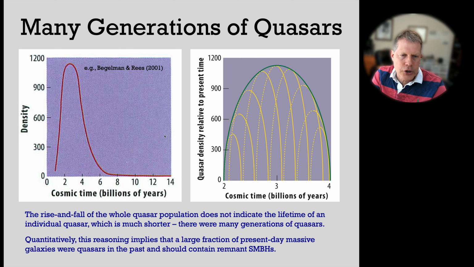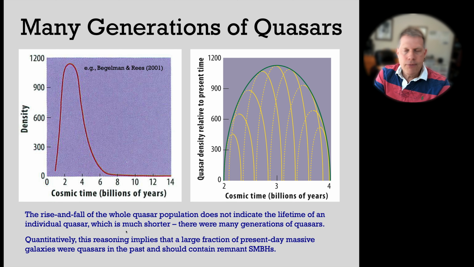And indeed, that is what's shown in this nice plot. This is the same plot that I've just been showing you, and this plot over here shows the idea of populations of quasars coming and going. Each one of these yellow curves would represent a quasar coming and going, and you add up all of these quasars and they produce the overall pattern that is observed here. That's what we think is going on in a nutshell. So in other words, the rise and fall of the whole quasar population does not indicate the lifetime of an individual quasar, which is much shorter, but instead there were many generations of quasars.